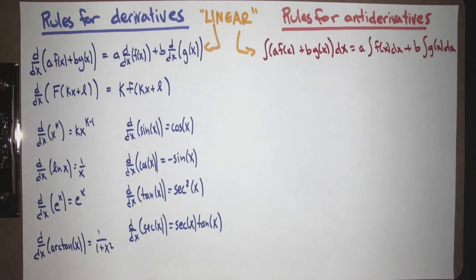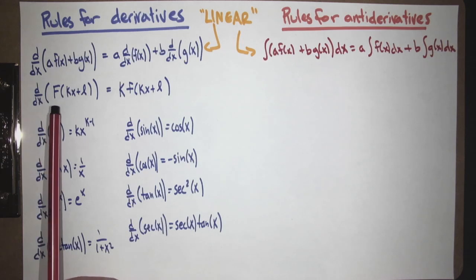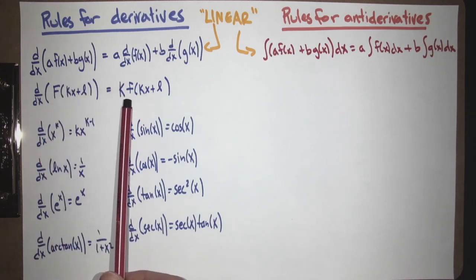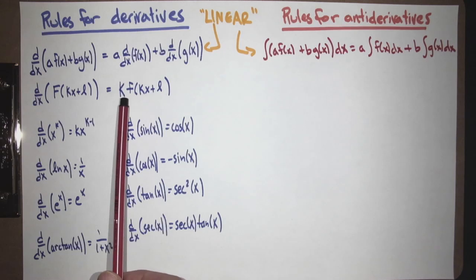Well, that's a function in a function. So if I have a function in a function, what rule am I using? Chain rule. It says take the derivative of the outside. That's where the little f comes in, because this is the antiderivative. Leave the inside alone, times the derivative of the inside.